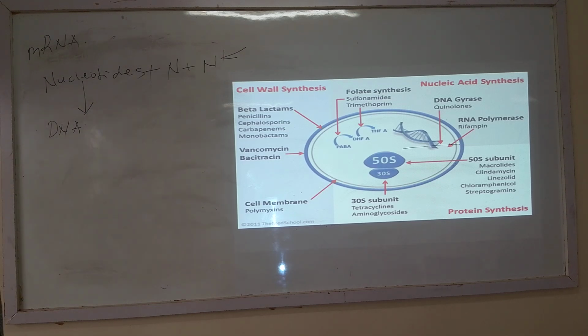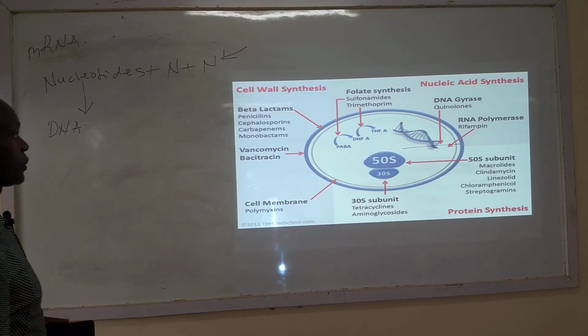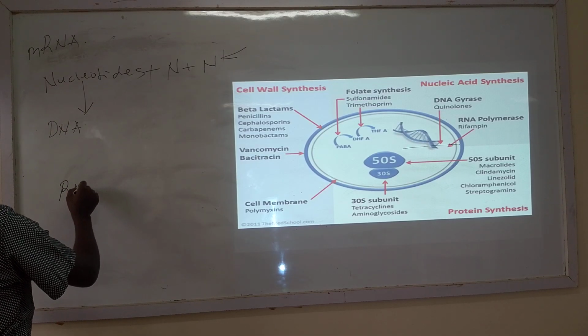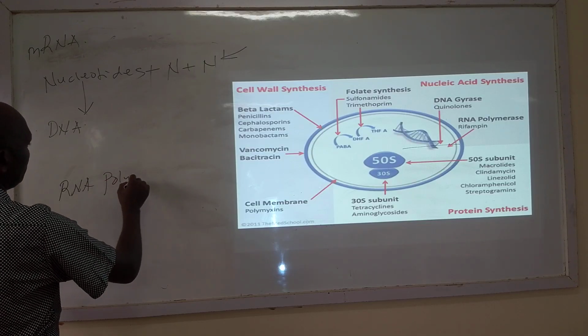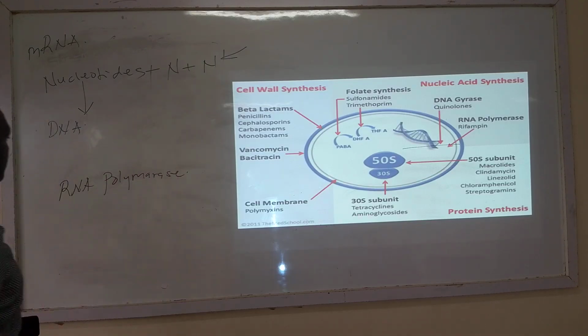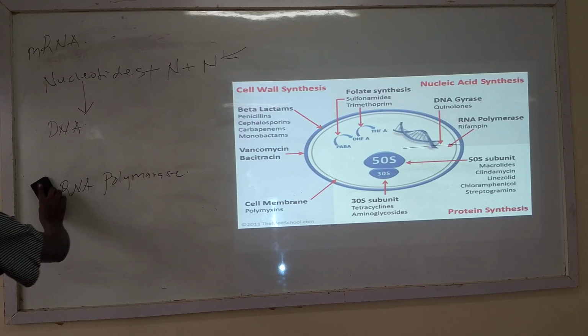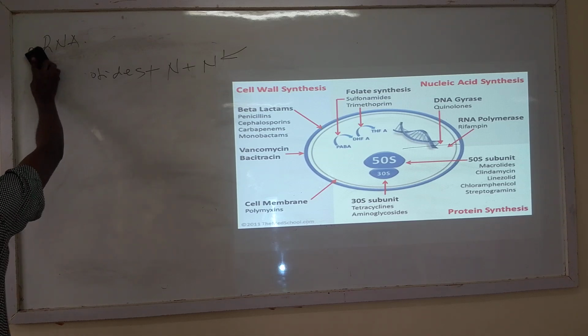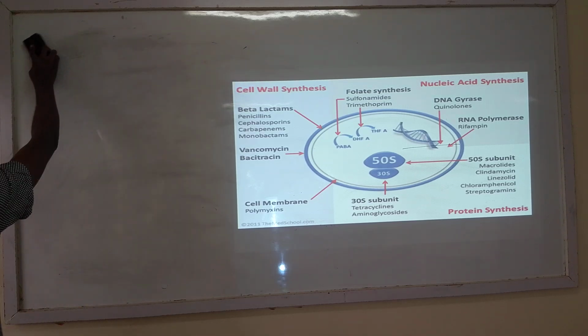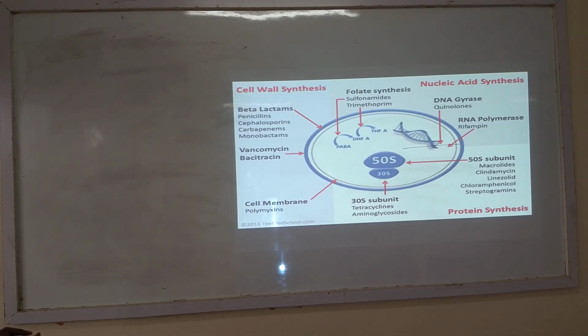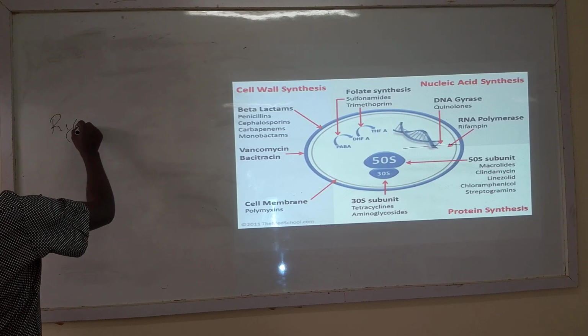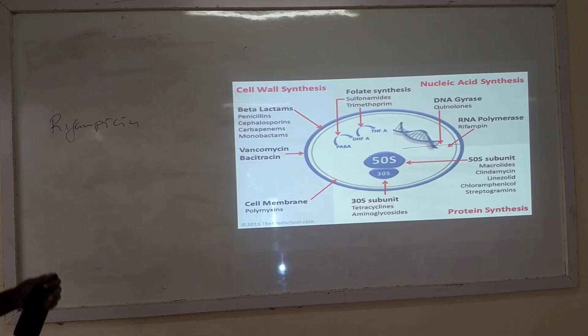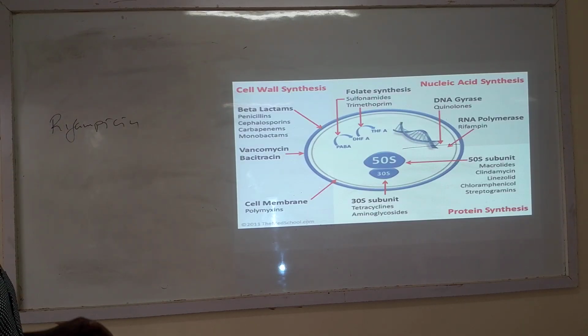So if we give you antibiotics which block this enzyme, which is known as RNA polymerase, then it means that enzyme will not be able to join these nucleotides to form DNA, meaning that bacteria will not be able to survive. An example of antibiotics which work by stopping RNA polymerase is rifampicin. This is an example of those antibiotics that work in that category.